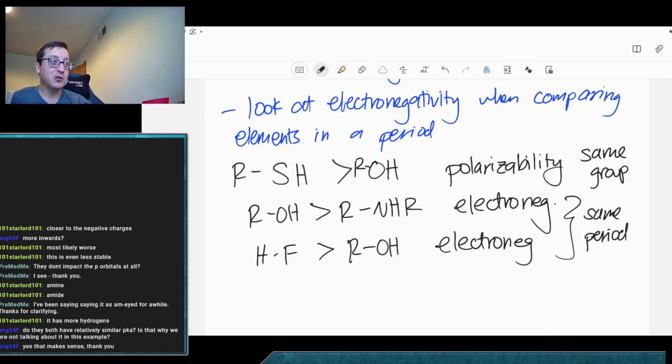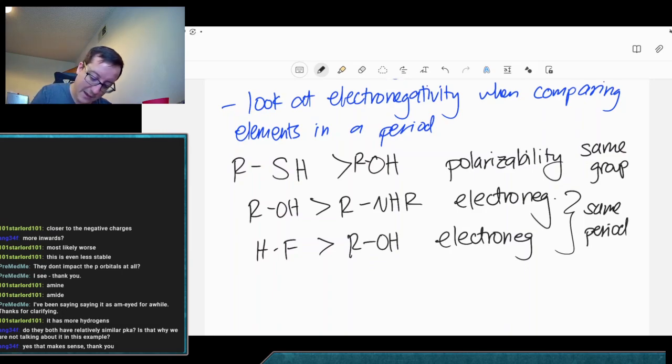I can put both of these together. I could say nitrogen versus sulfur, what's better? Should be obvious that it's sulfur because it's not only to the right, but it's also down. So it's both of those. But I'm not going to ask you, say, phosphorus versus oxygen. That's not a fair comparison. So stuff that goes down is good.